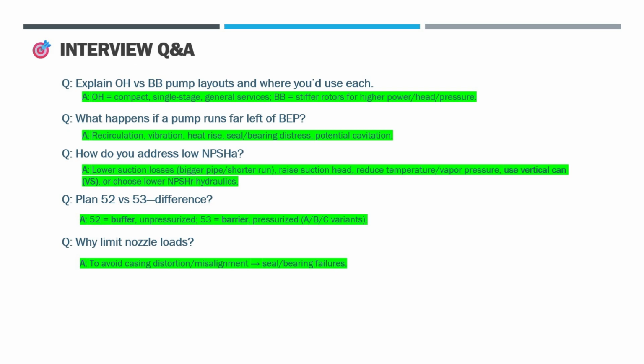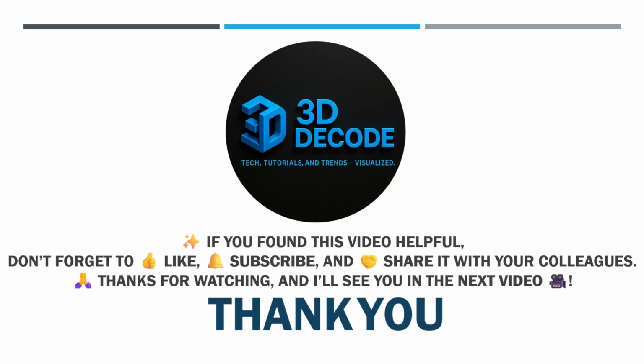Q. How do you address low NPSHA? A. Bigger suction line, shorter run, raise suction head, reduce liquid temperature, or use a VS pump with lower NPSHR. Q. Plan 52 versus Plan 53, difference? A. Plan 52 uses unpressurized buffer. Plan 53 uses pressurized barrier with A, B, or C variations. Q. Why limit nozzle loads? A. To avoid casing distortion or misalignment, which can lead to seal and bearing failures. How professional pump selection is documented in real projects.